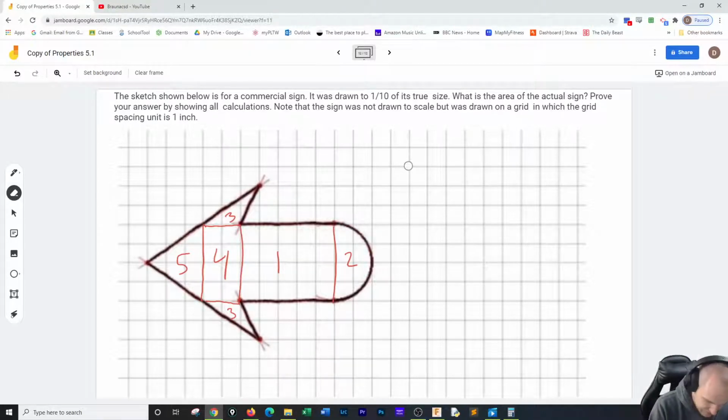So if I look at area 1, the area for 1 would be base times height. And it says it was drawn in a 1/10 scale. So what is the actual size? And note that the sign was not drawn to scale, but drawn on a grid in which each grid is 1. So it's 1/10 scale, so each one of these grids is worth 10. So this is 40 by 1, 2, 3, 4, 5.